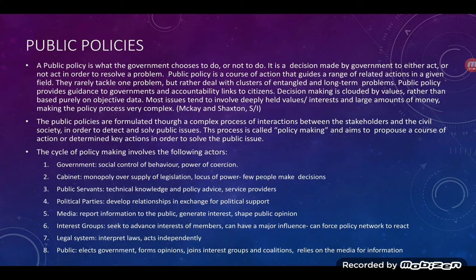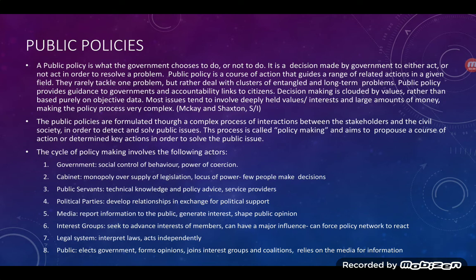This definition is taken from McKay and Shackstone studies that are available in the Google academic databases. So, public policies are formulated through a complex process of interactions between the stakeholders, popularly known as the government, and the civil society, in order to detect and to solve public issues. This process is called policy making and aims to propose a course of actions, decisions, or determine key actions in order to solve the public issue.